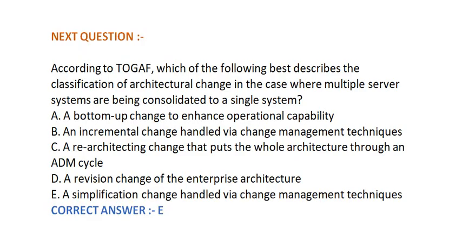Option C, a re-architecting change that puts the whole architecture through an ADM cycle. Option D, a revision change of the enterprise architecture. And option E, a simplification change handled via change management techniques. And the correct answer is option E.